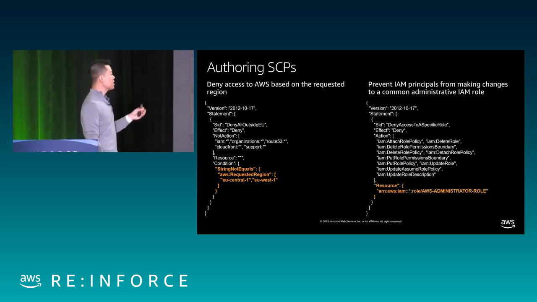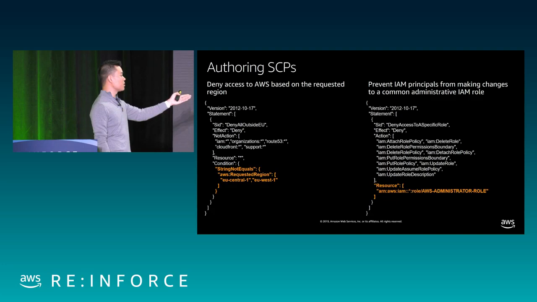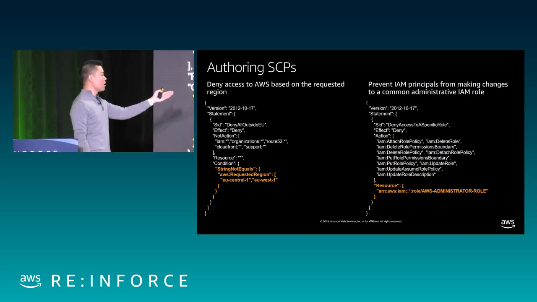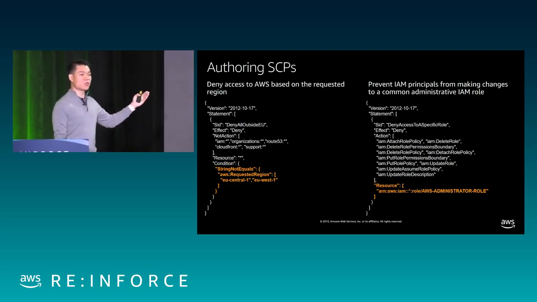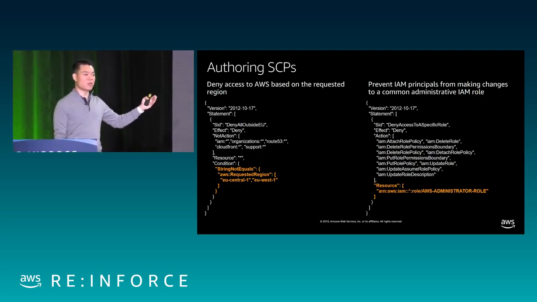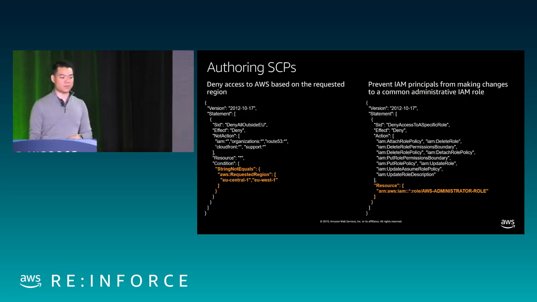And so over here you can see I've denied a set of IAM permissions that I don't want to be modified. And I've specified the resource, with a star, as any role that is defined as AWS-administrator-role. And I can attach this to the root of my organization and ensure that all accounts are automatically protected for the role that I have for administration.